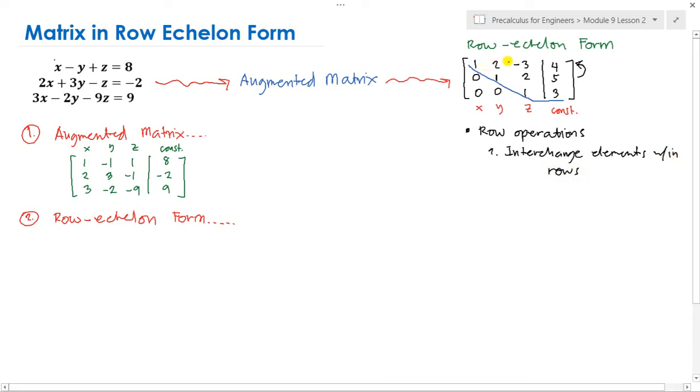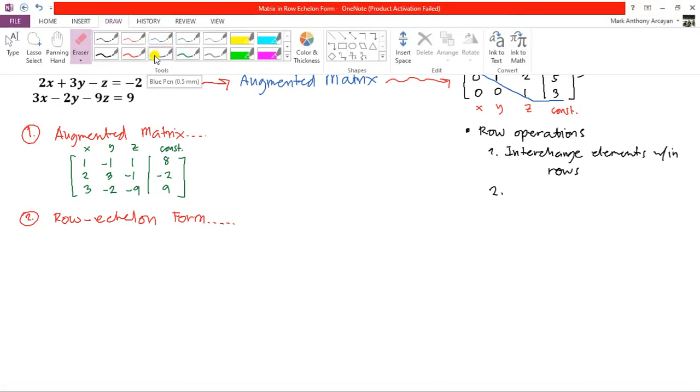Meaning, if kani siya ang first row, ako na ibalhin sa second, so pwede. Tanan imo ibalhin. Kaduha, you can multiply. So pareha ra gyud ni sa Gaussian na you can multiply a constant.